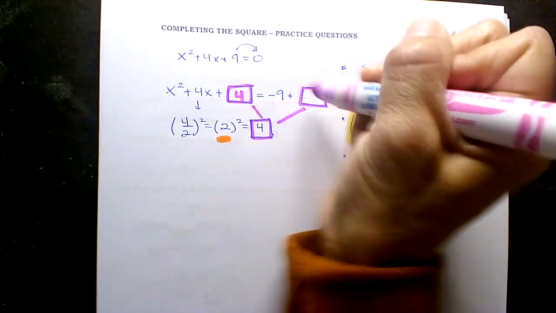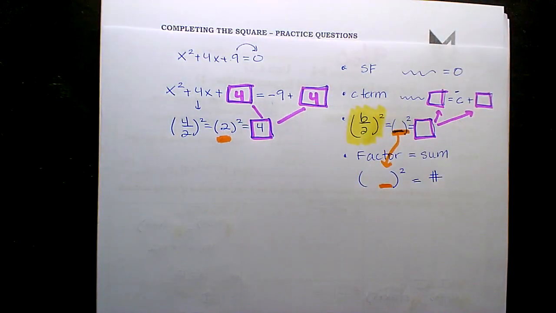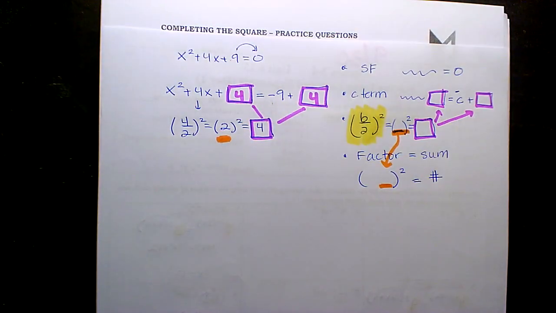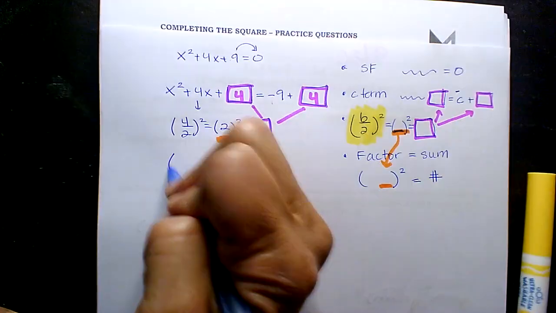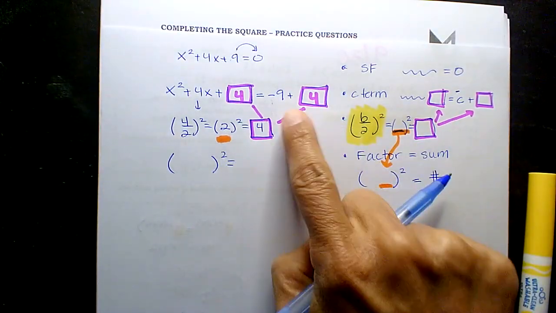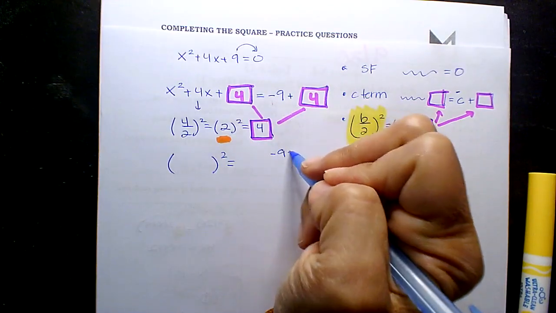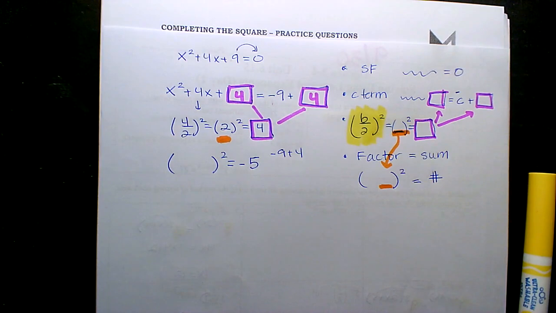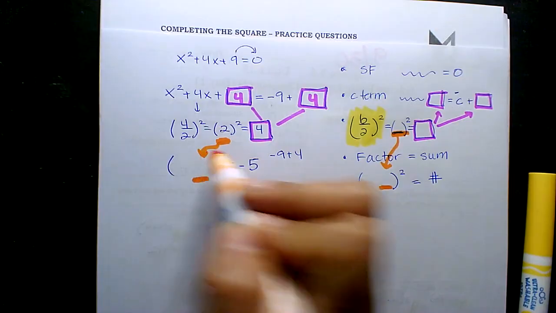Okay, so I get 4, 4, right? Remember, this number is always positive that you put in your boxes because you're squaring the value. You can't get a negative after squaring. Okay, so now I get factor, and then I'm going to take my summation. So what is negative 9 plus 4? Negative 5, right? You can get imaginary. You're like, what the heck? Okay, so now here's the 2 that I'm going to bring down.